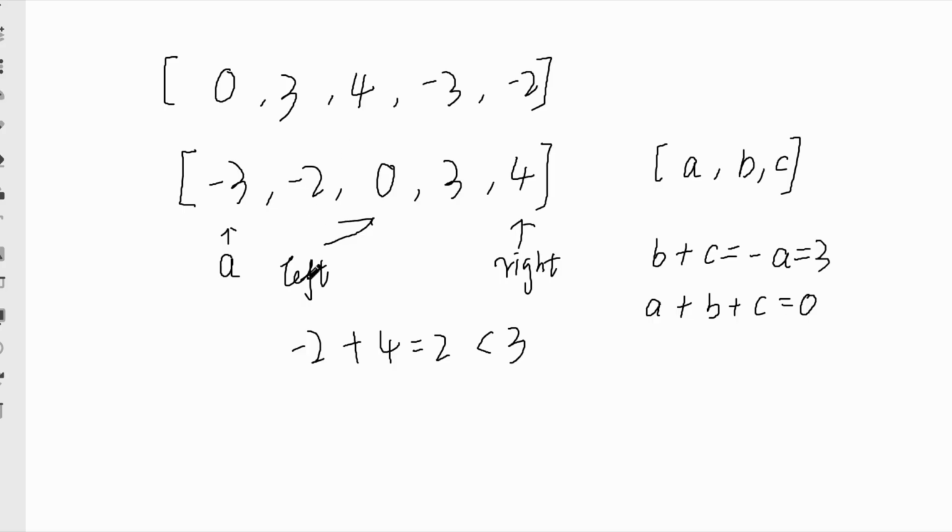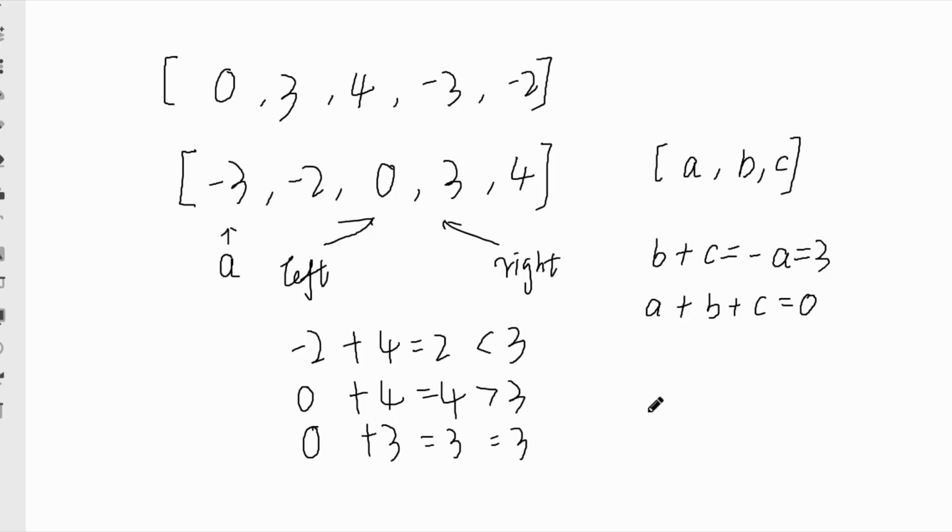Then we sum it up again. 0 plus 4 equals 4. Now it's greater than 3. Then we need to move the right pointer. Then we sum them up again. 0 plus 3 equals 3. So now we get 3. And then we can return the output, which will be -3, 0, and 3.